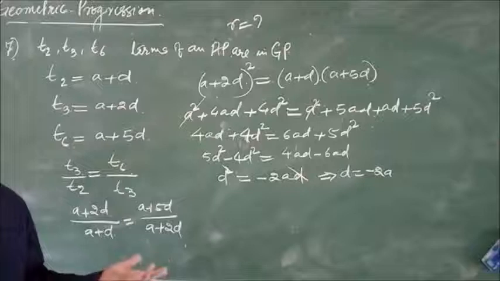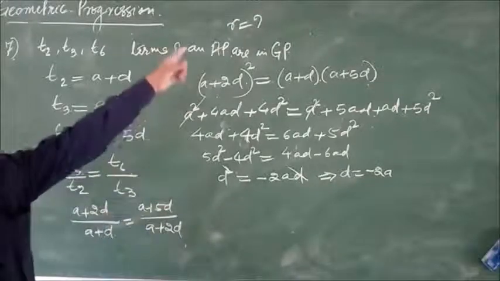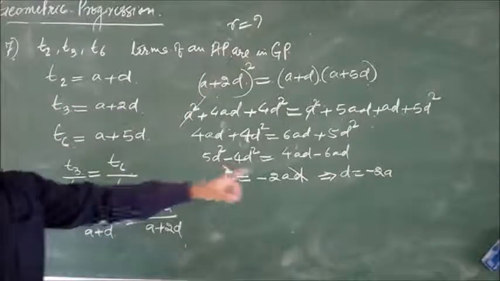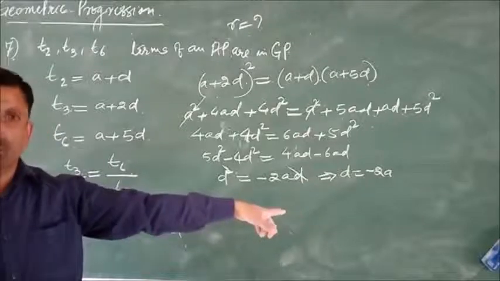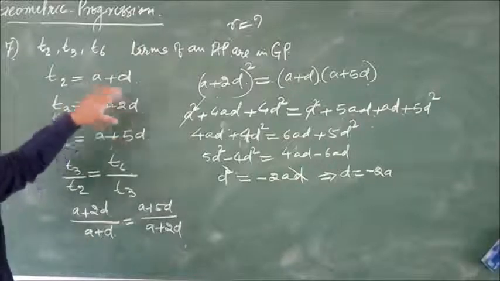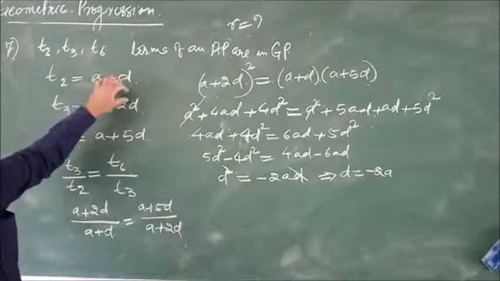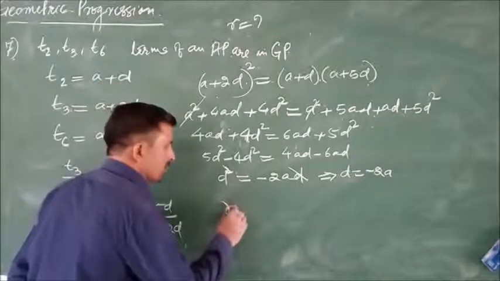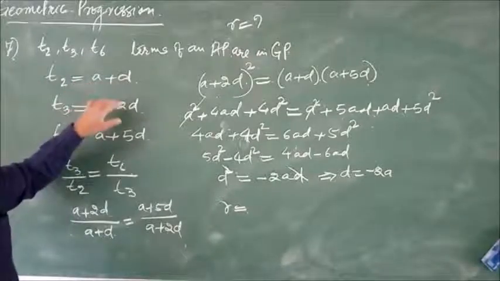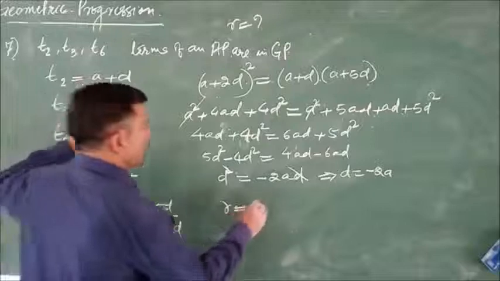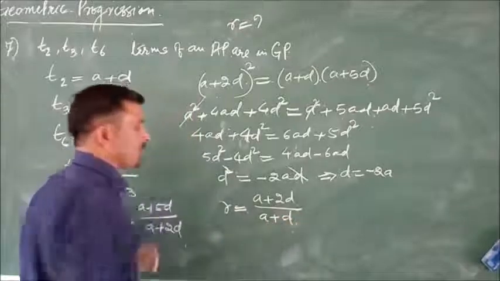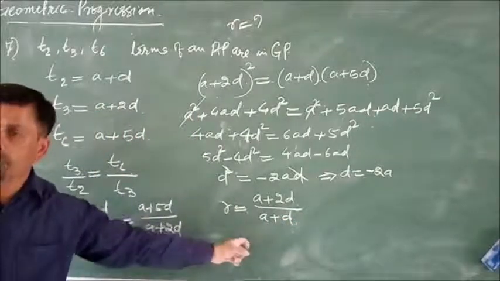We got the value of D, but that is not the question. The question is the common ratio. We used the concept of common ratio and got this result, but this will help us find the common ratio. Now what we can do is take the ratio between any two consecutive terms, because the common ratio is the ratio of two consecutive terms. So this will become A plus 2D divided by A plus D. Will this give you the common ratio?